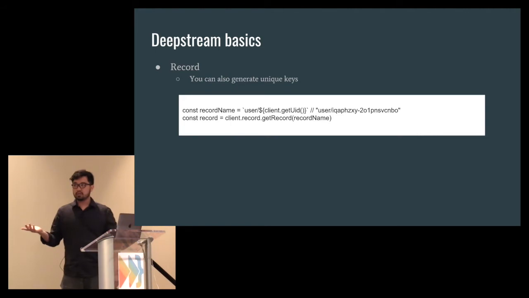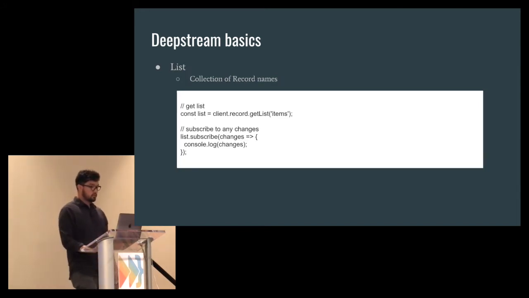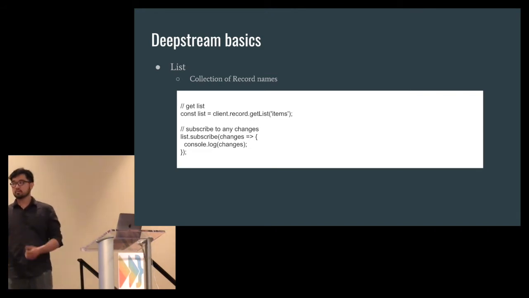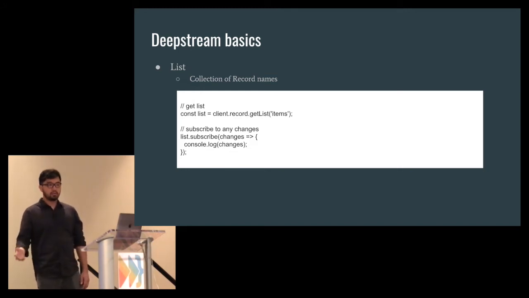You can also generate unique keys. A lot of the times, people have issues with unique keys, and Deepstream provides you with tools for you to do that. Deepstream also has a list type, which is a collection of records. So let's say you append an item into a list, then it will automatically propagate the changes to all the clients that are connected to it. And when you modify the list, it would also do the same. And let's say if it's a to-do list, then you can reorder things in real time using this list component.